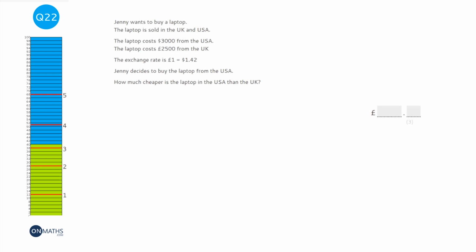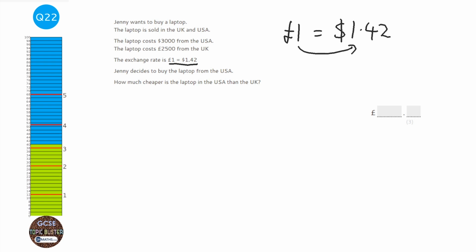Okay, so this question's about exchange rates, and this part here is quite important. If I just rewrite that to make it a bit bigger, this is basically saying that to get from pounds to dollars, we just need to times by 1.42. And you can get that by just dividing the right hand side by the left hand side. Now 1.42 divided by 1 is just 1.42. So the problem with this question though is that it wants the answer in pounds, so we'll need to convert both of these things into pounds.